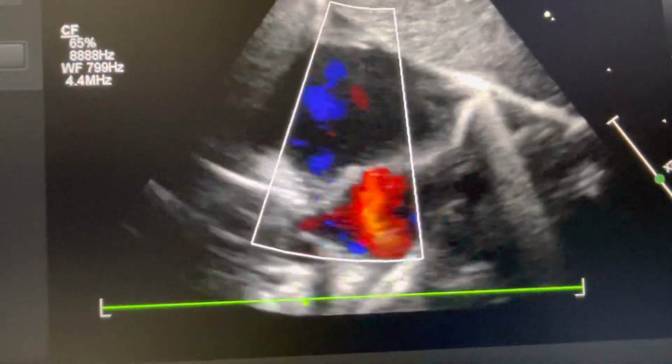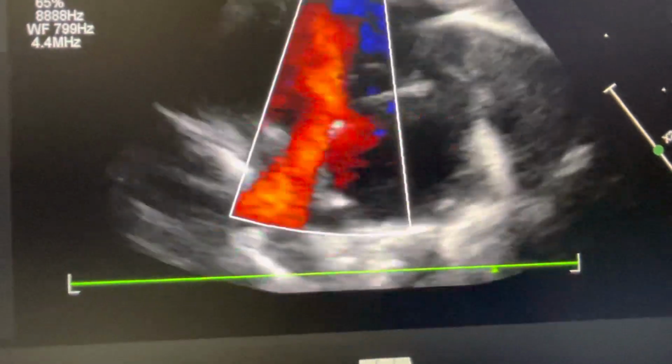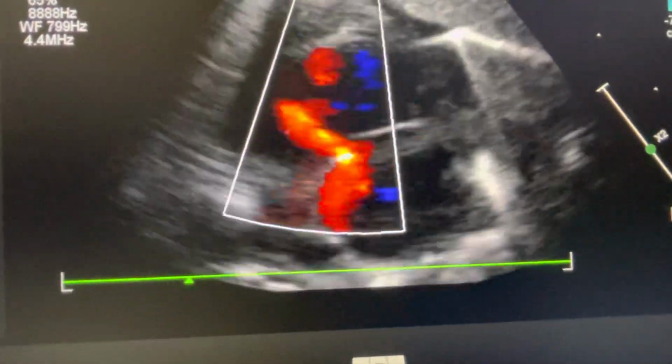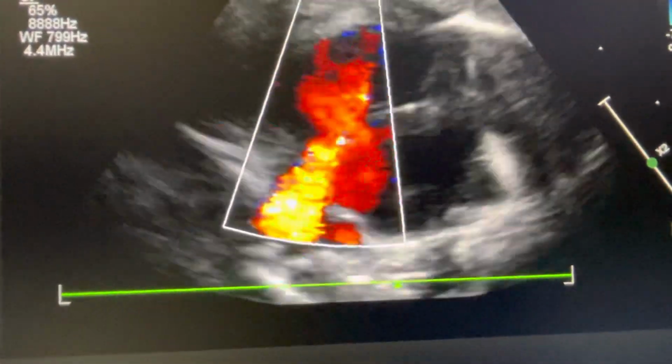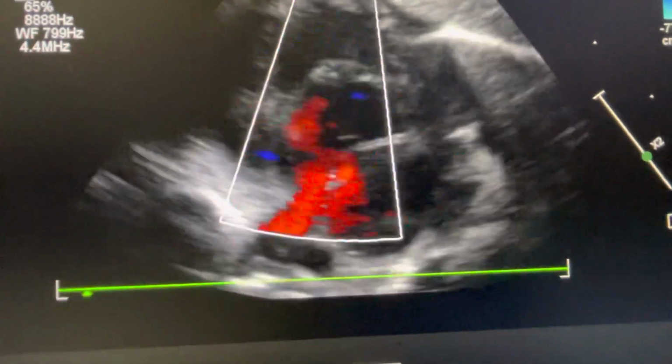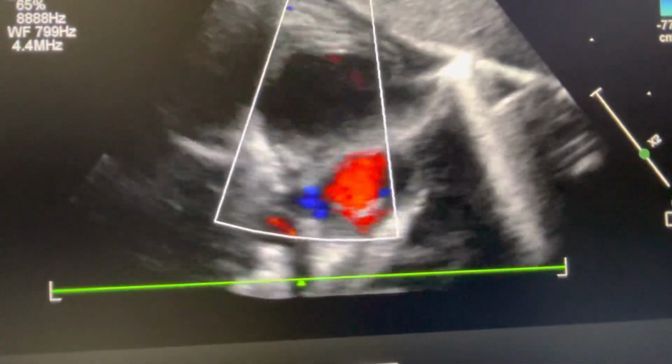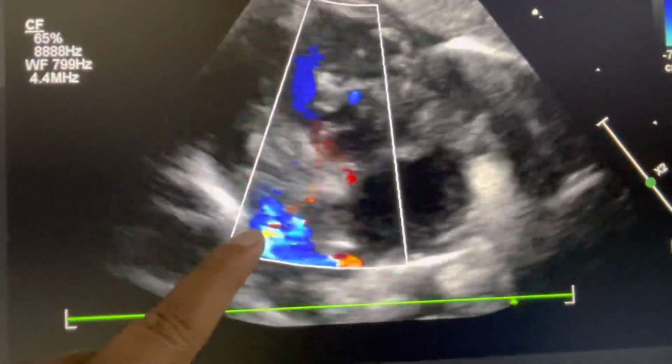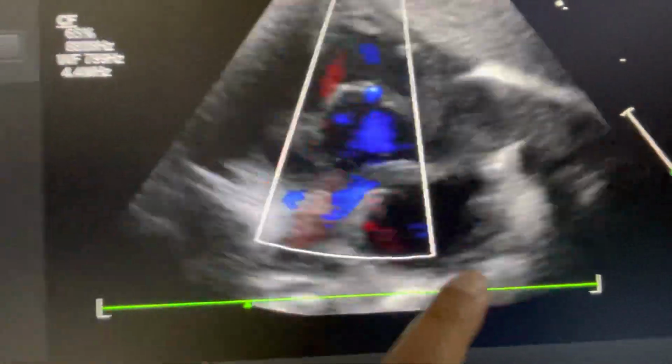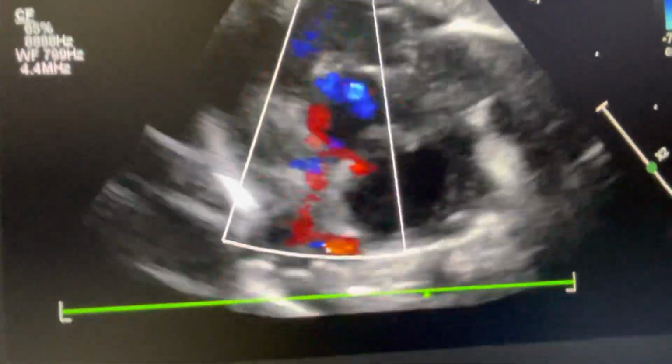The next image shows you flow through ASD. Flow is red in color, so flow from left atrium to right atrium, left to right flow. So you see this SVC flow, this is right atrium, this is left atrium, and flow through ASD.